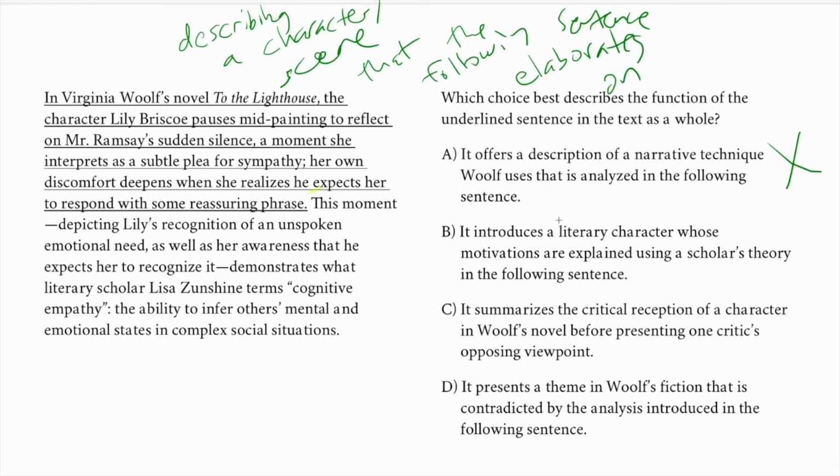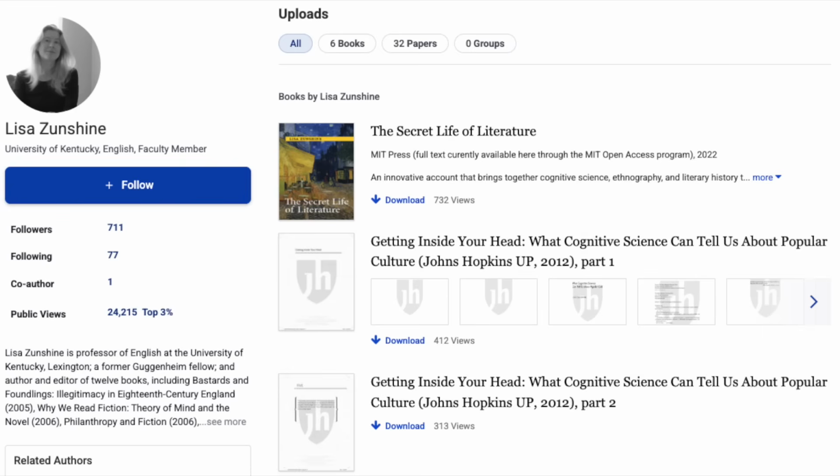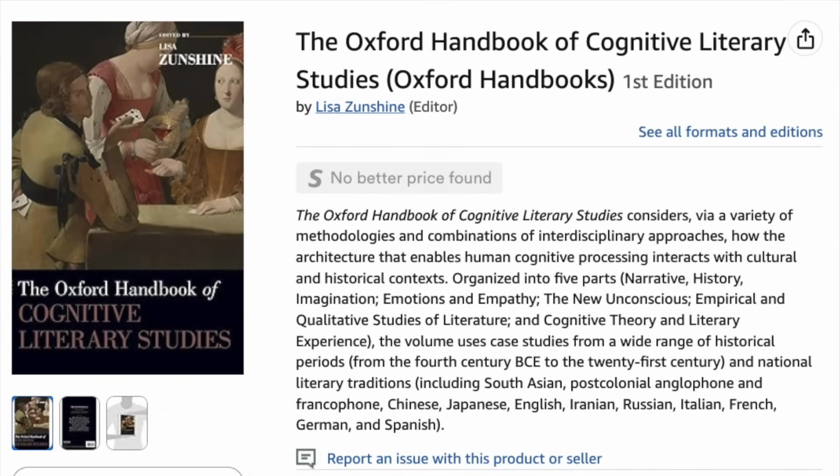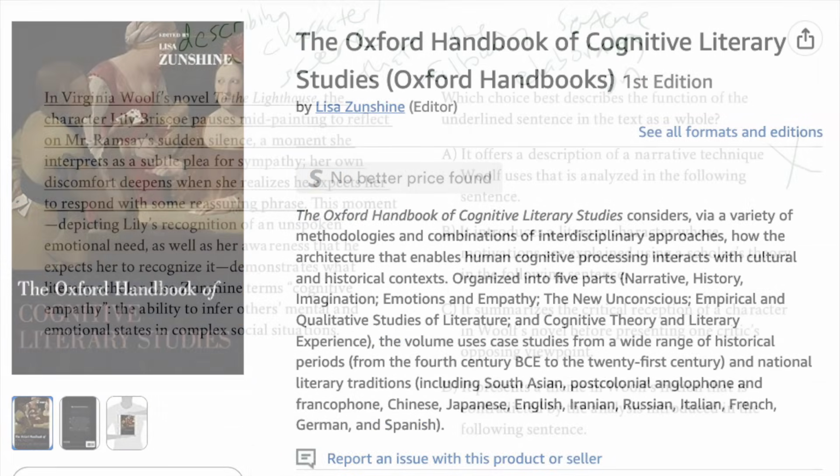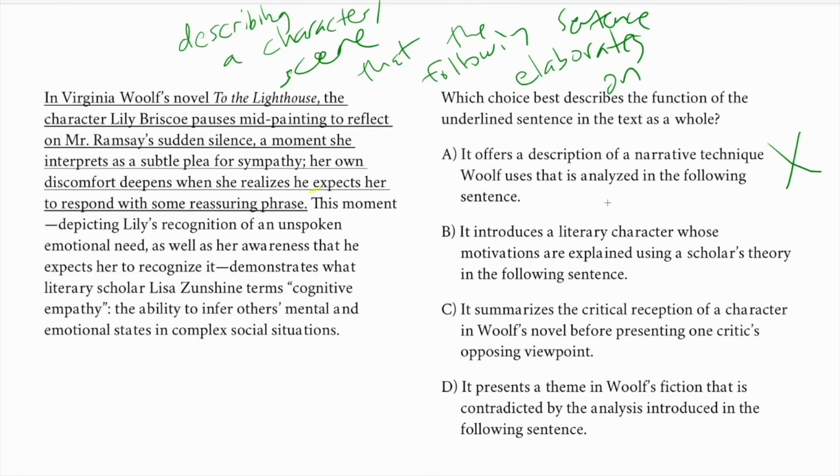Now B, it introduces a literary character, check, whose motivations are explained using a scholar's theory in the following sentence. So who is our scholar? Lisa Sunshine. What is her theory? This idea that cognitive empathy enables people to infer others' mental and emotional states in complex social situations. And so does it say anything about the motivations? Yes. Her recognition of an unspoken emotional need, that's a motivation, as well as her awareness that he expects her to recognize it. So that checks all the boxes, and that is going to be correct.